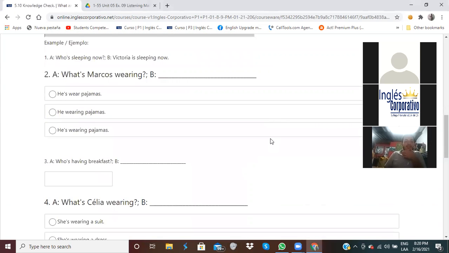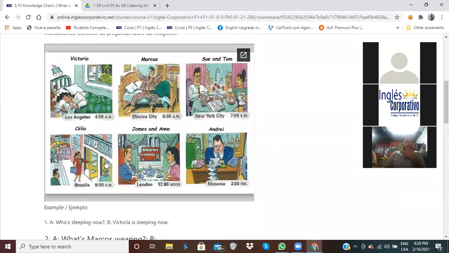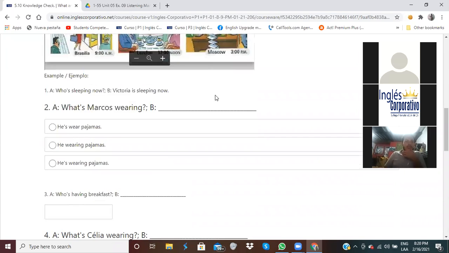Number 3, number 3. Who's having breakfast? Sue and Tom. Sue and Tom are having breakfast.